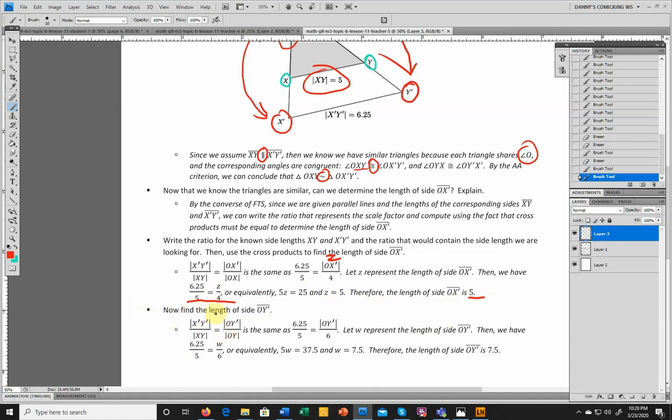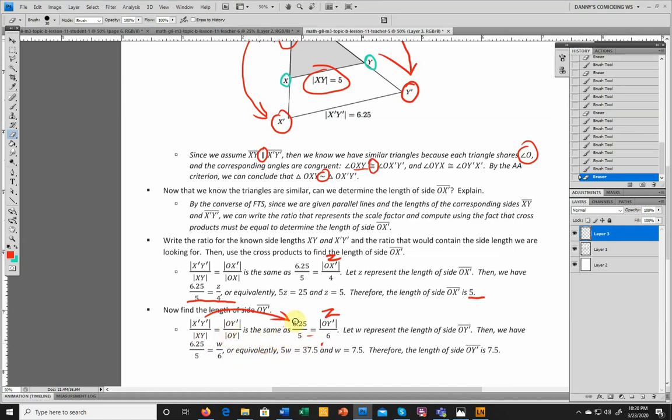Now let's find the length of OY prime. You would put X prime Y prime over XY equals OY prime over OY. We know that this is 6.25. We know that this is 5. We know that OY is 6. We know that OY prime is what we don't know. That's our z.